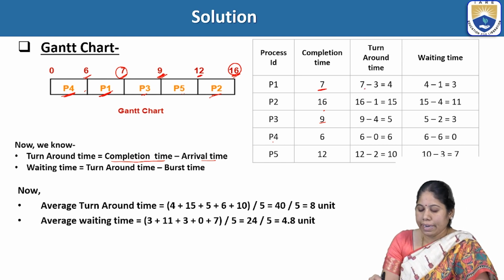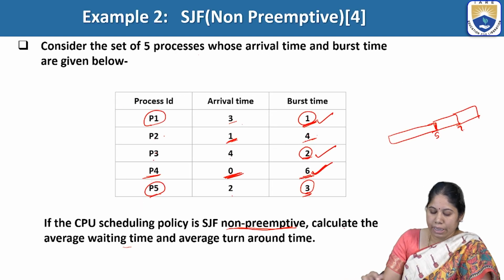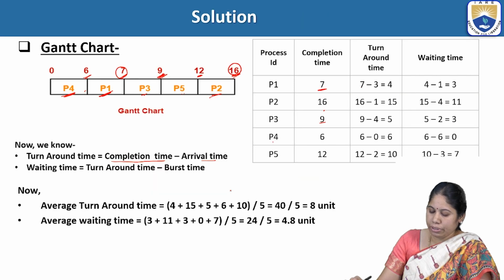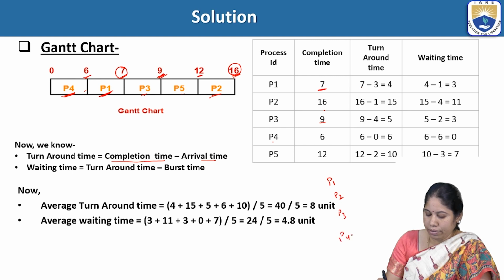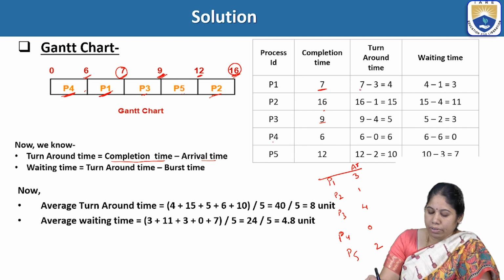Now, turnaround time is completion time minus arrival time. Here the arrival times, for P1, P2, P3, P4, P5, are 3, 1, 4, 0, 2. Right? So now look at the completion time and turnaround time.